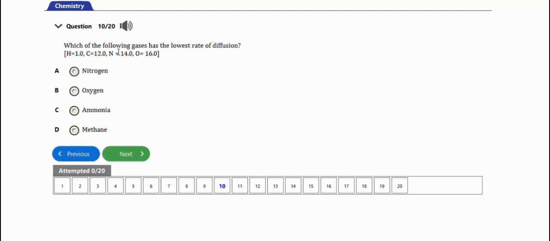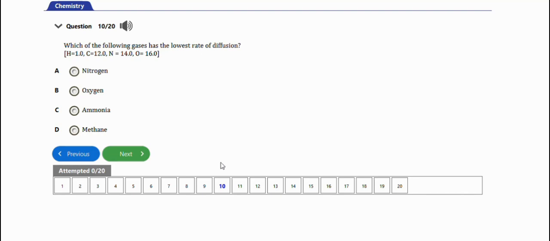It says, which of the following gases has the lowest rate of diffusion? So there is no chlorine here. So this shows us that the right option here would be option B, oxygen. Okay, so that will be the answer to this question.